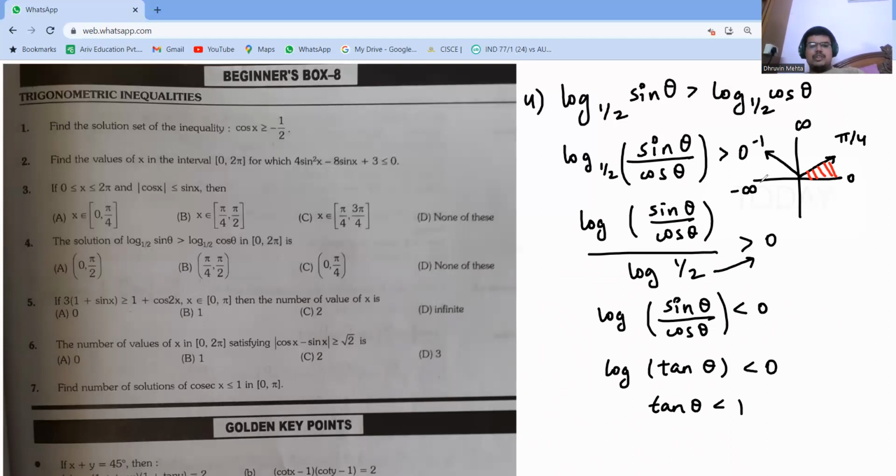Oh, by the way, options में वो लोग ने सिर्फ फर्स्ट क्वाड्रेंट के ऑप्शंस दिए हैं. Guys, this is the correct answer. 0 to pi by 4.